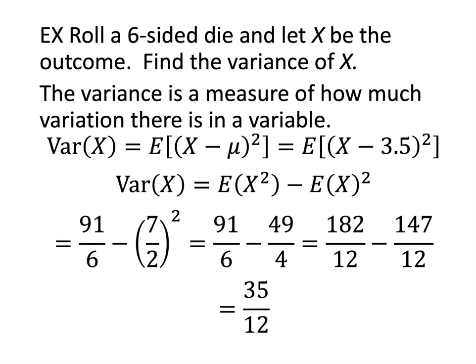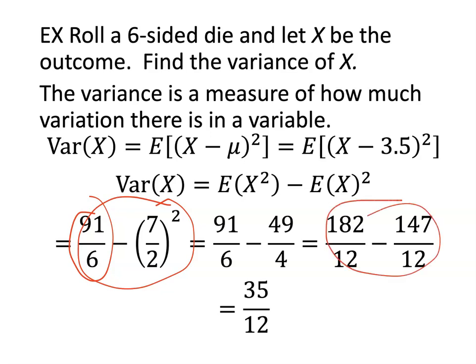So in this particular case, the expected value of x squared, we know what that is. That's 91/6. We saw that a moment ago. The expected value of x is 7/2, 3.5. So we have 91/6 minus (7/2) squared. In other words, that's 91/6 minus 49/4. Find the least common denominator. We get this, and that works out to be 35/12. So that would be the variance of the variable x.